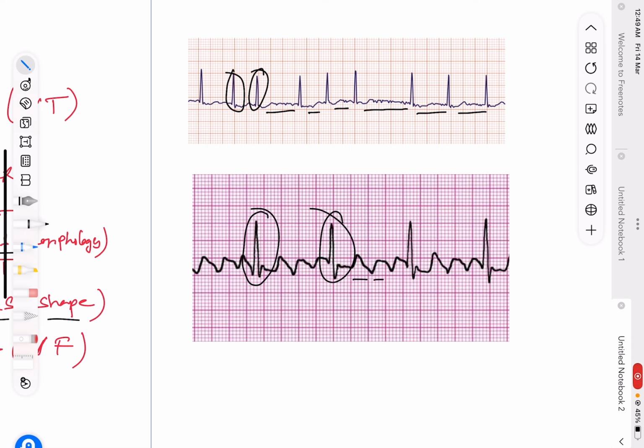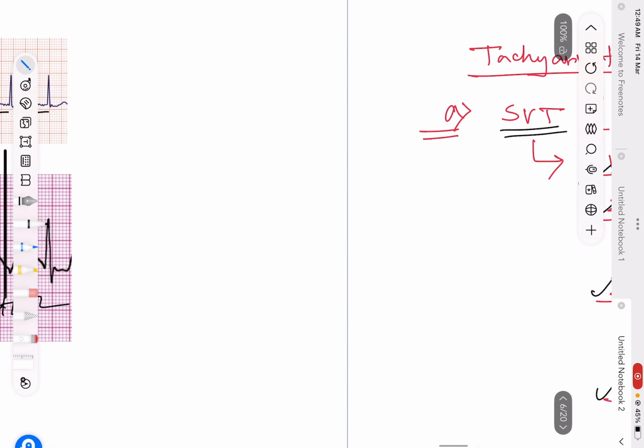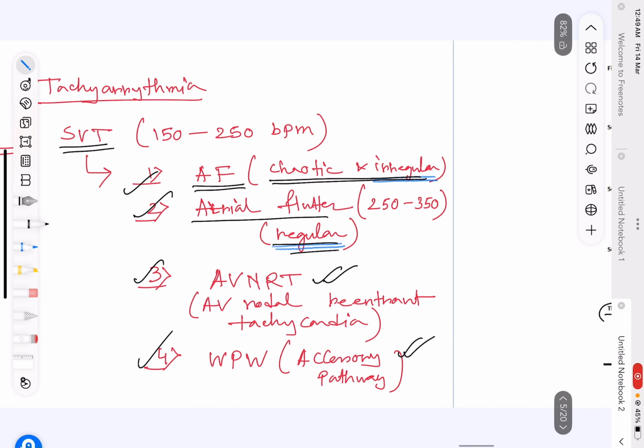And see the P waves. Okay. So the top one is fibrillation, the bottom one is flutter. This is atrial fibrillation and this one is atrial flutter. Clear? In atrial fibrillation we have chaotic and irregular atrial rhythms, and in atrial flutter we have regular atrial rhythms.